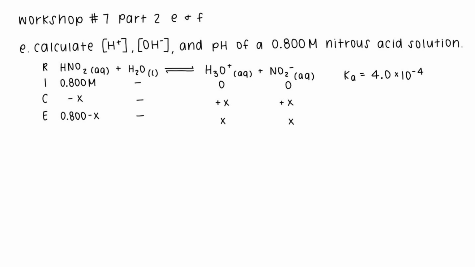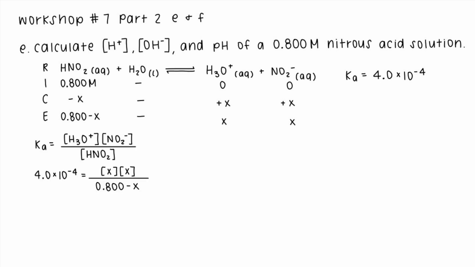Using this RICE table, we can then calculate the concentration of H plus using the Ka, which is the equilibrium constant for acid, equals the concentration of hydronium times the concentration of NO2 minus, divided by the concentration of HNO2. The general equation for Ka is Ka equals products over reactants. So you set the Ka value equal to the concentration of each species in the products multiplied together over the concentration of each species in the reactants multiplied together.